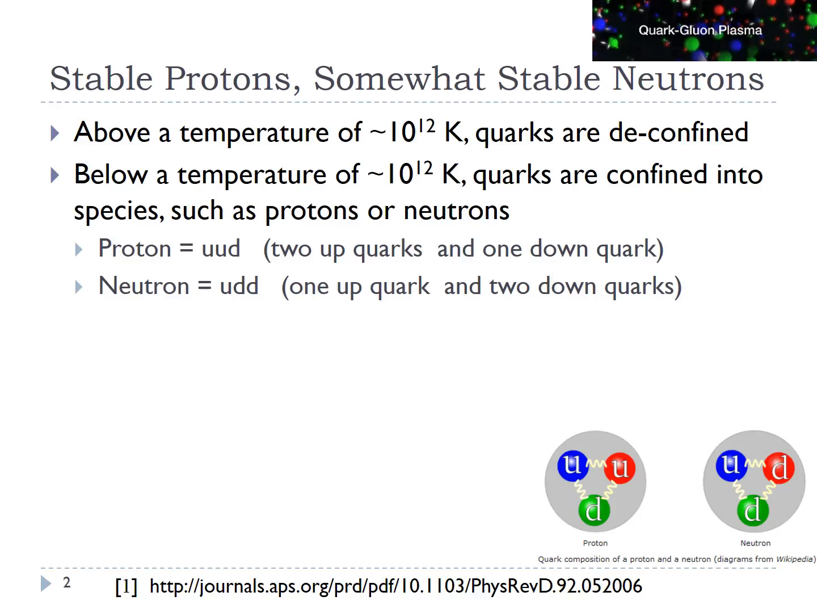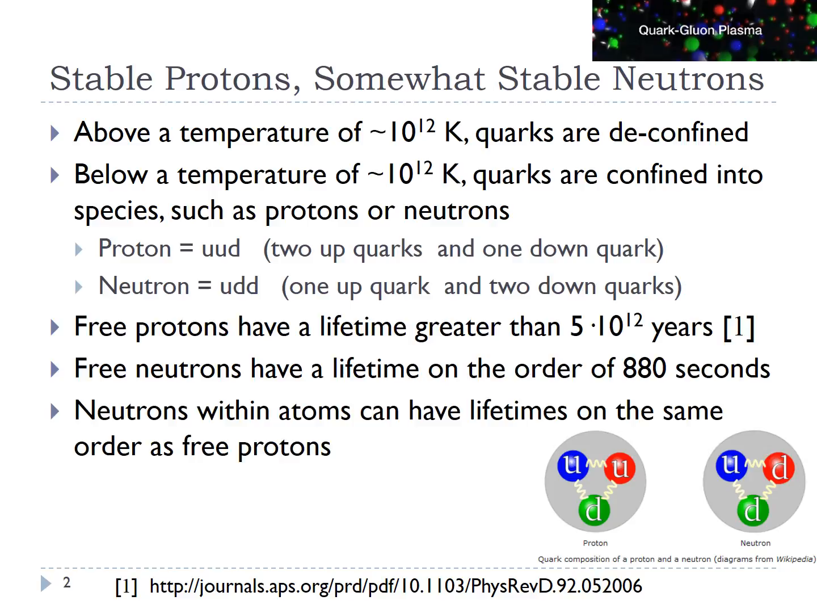Quarks then are confined into species, and the two most stable are protons and neutrons. The proton is made out of two up quarks and one down quark, and the neutron is made out of one up quark and two down quarks. Free protons have a lifetime that's greater than the life of the universe that we know of. And free neutrons have a lifetime that's only on the order of about 880 seconds, about 14 and a half minutes.